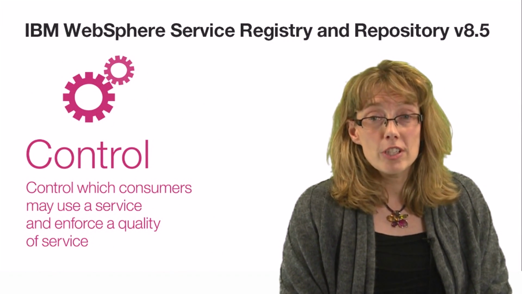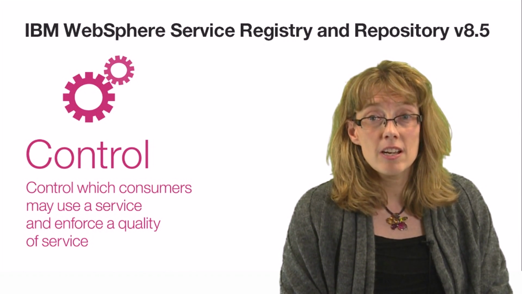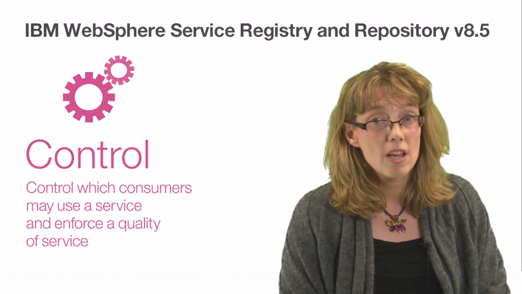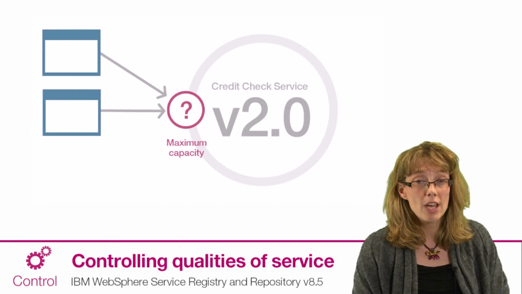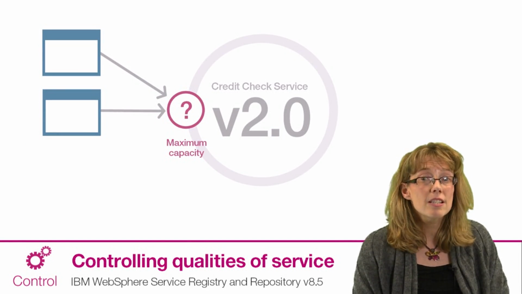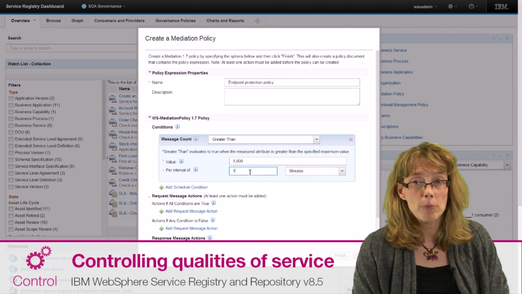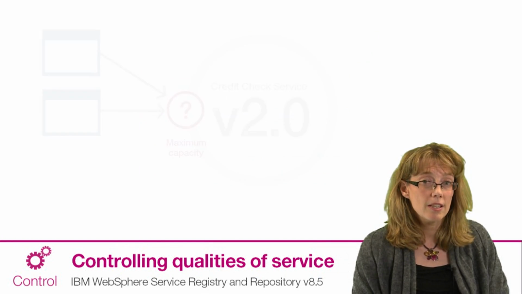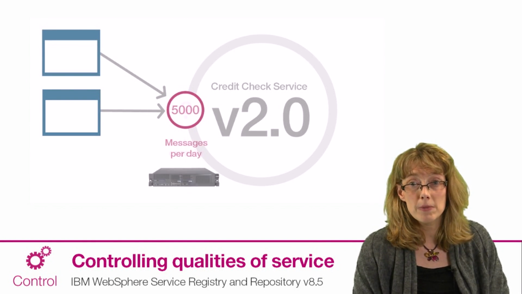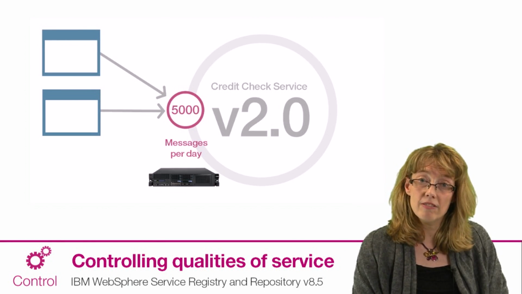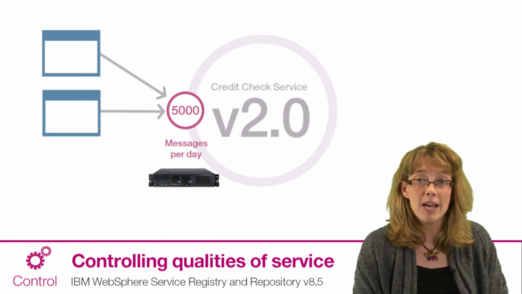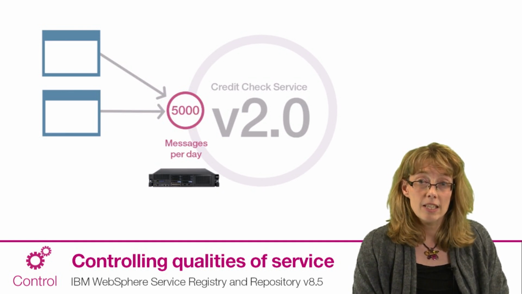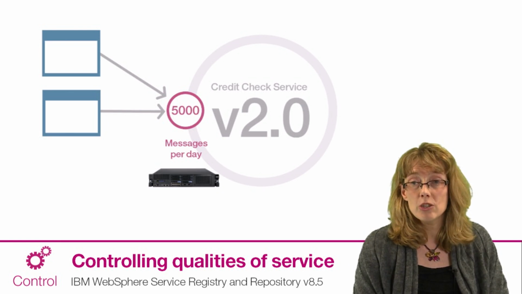You can use the Service Registry Dashboard to define desired service levels for a service and control which consumers can use it. For example, in order to ensure that endpoint capacity is not exceeded, the service owner can add traffic management policies that specify the maximum capacity for an endpoint. These policies are enforced by IBM DataPower. Alternatively, the service owner can add workload management policies to specify how the workload is to be handled. These policies are enforced by IBM Integration Bus.